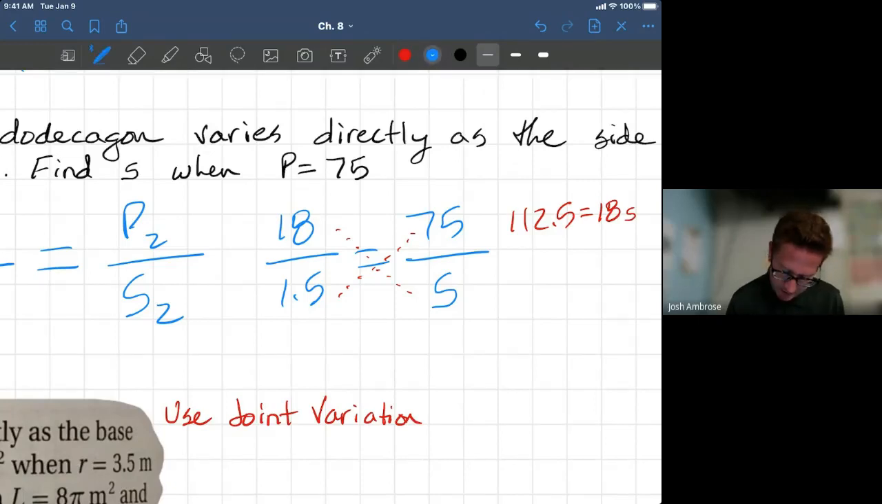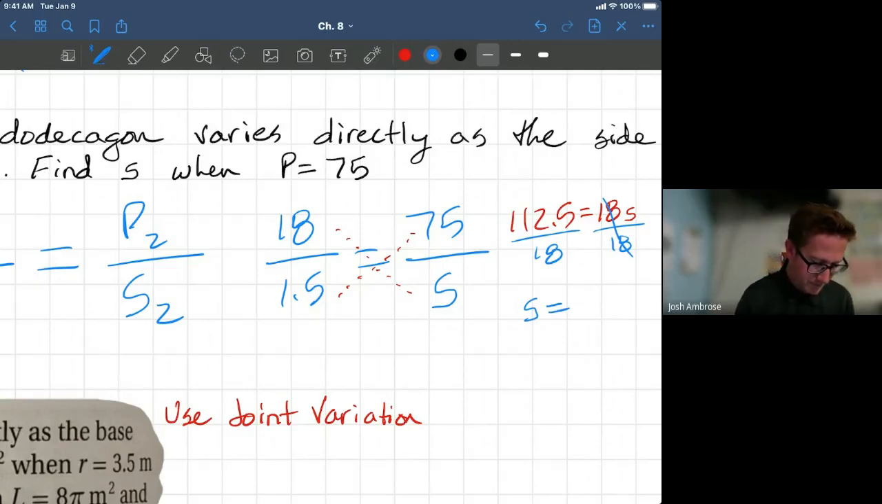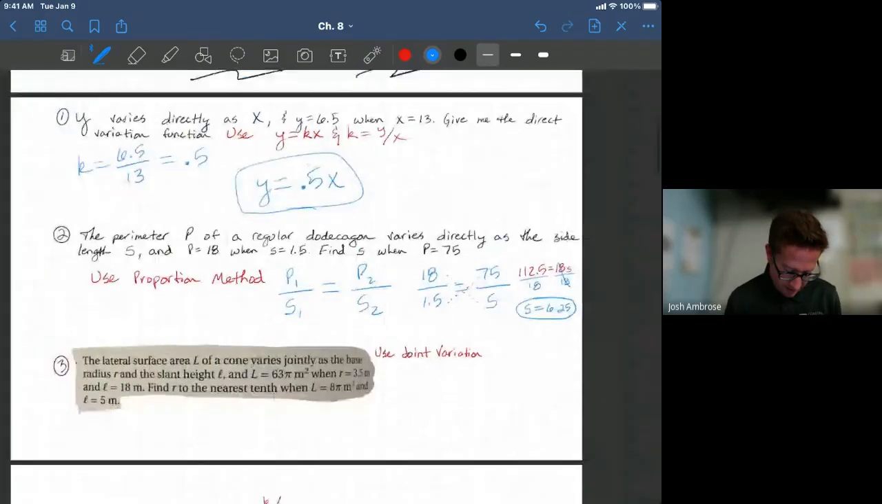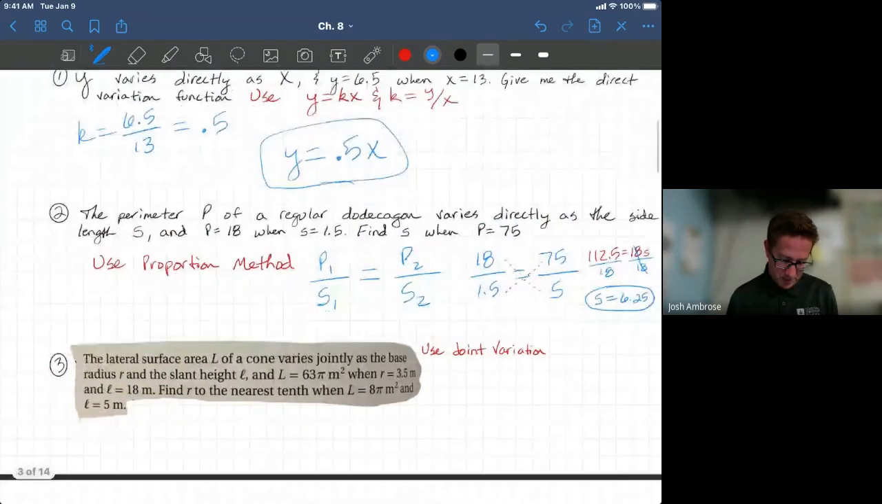And then we need to divide both sides by 18. That will cross out. S will equal 6.25. And that's good, because that's our answer. All right, so we wanted to figure out what was the second side length if our perimeter was 75. All right, let's move on to the third example problem here.